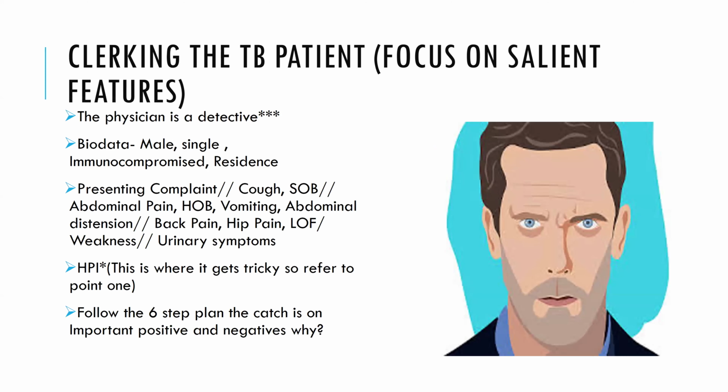So now we're going to talk about the reason that we're here. We're going to talk about how to clerk the TB patient. Yeah. Number one, the physician is a detective. That's one thing you have to know. What do I mean by the physician being a detective? You have to look for TB, and it must be evident that you have looked for TB. And there are things that you have to capture. So in the biodata, you normally find this is a guy, and he's normally unmarried, and he lives alone.